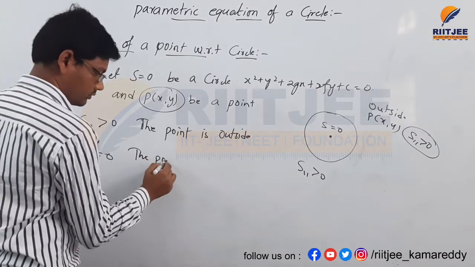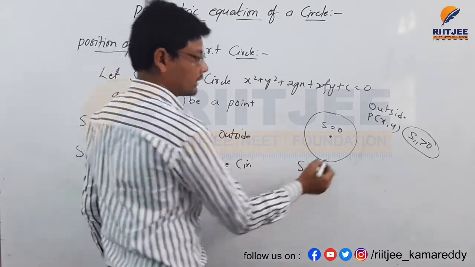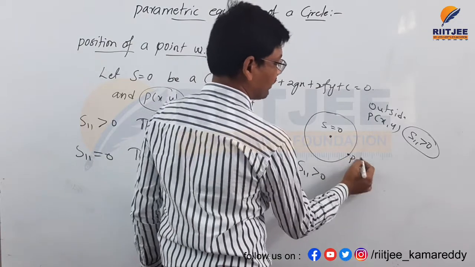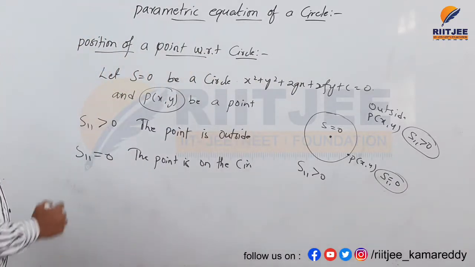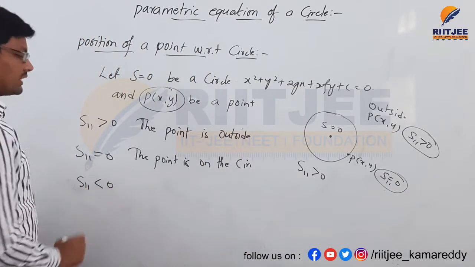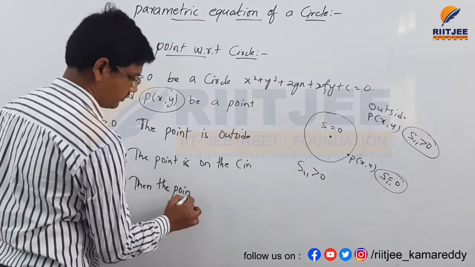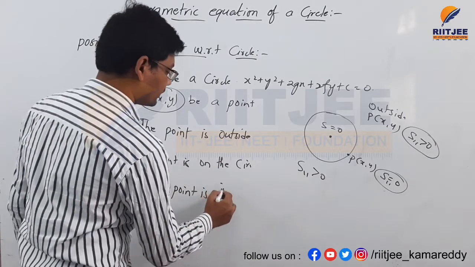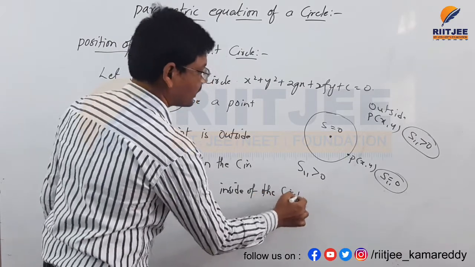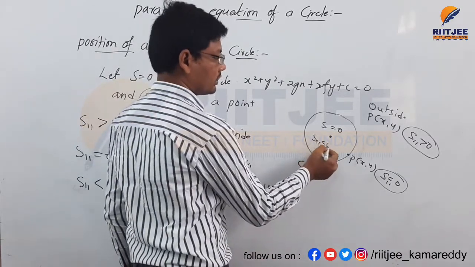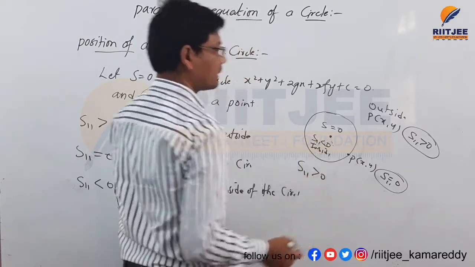And if S11 is equal to 0, the point is on the circle. Here the point P is on the circle, anywhere on the circle, that is when S11 is equal to 0. Next, if S11 is less than 0, then the point is inside of the circle.